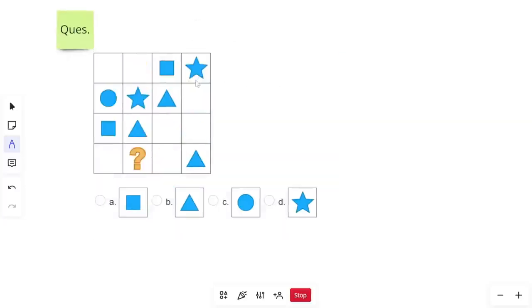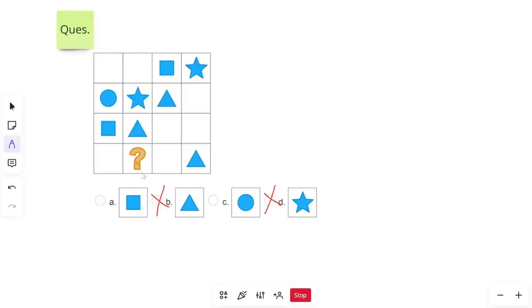Let's look at this question. We have to figure out what will come in the place of question mark. Okay, so see, first of all, let's try to eliminate the ones which cannot come in this place of question mark. So triangle and star cannot come because they are already coming in the same column, right? So these cannot be the options. Now we are left with circle and square. So see, we have circle and square.